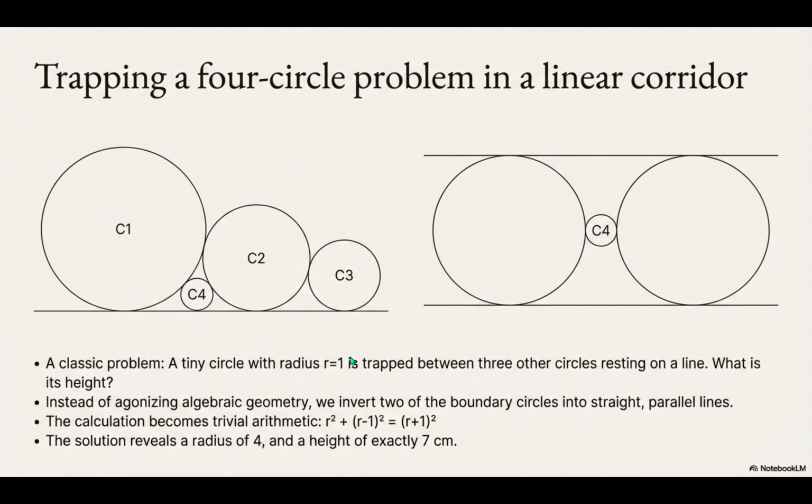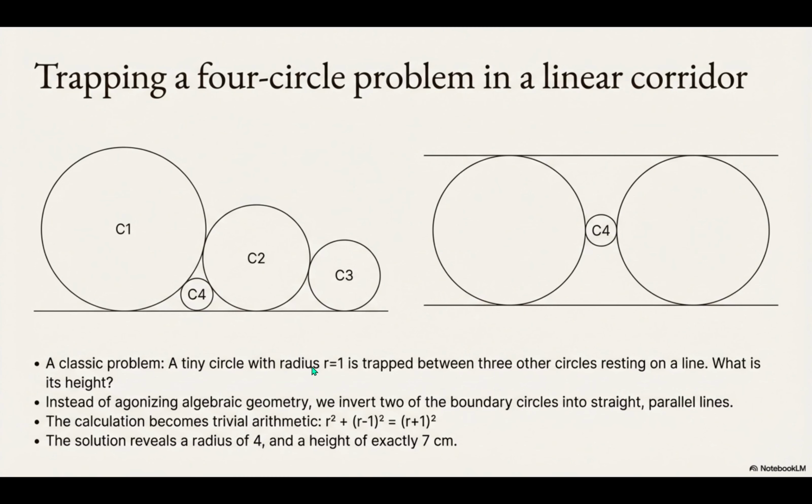The puzzle asks, what is the exact height of the center of that tiny trapped marble from the ground line? If you try to solve this with standard algebraic geometry, finding the coordinates of all those tangent kissing points, it is agonizing. You are setting up pages of simultaneous quadratic equations, trying to figure out where all those curves intersect. But inversion offers an elegant escape route. We don't want to fight the curves, so we invert them.